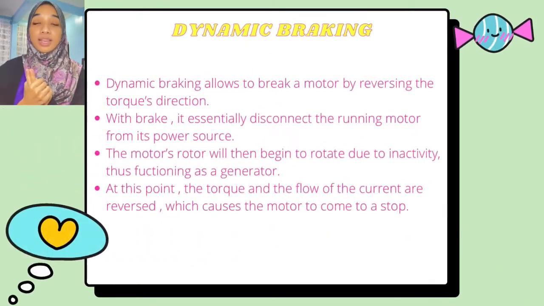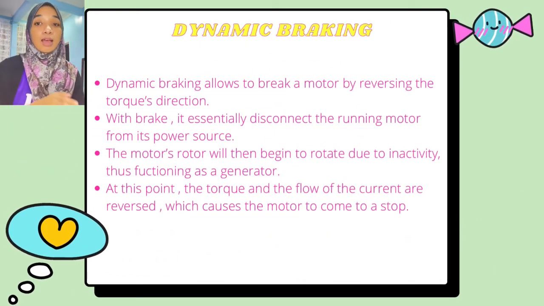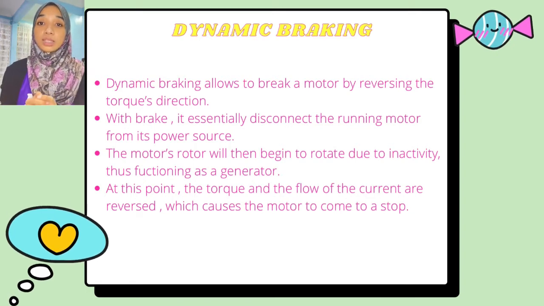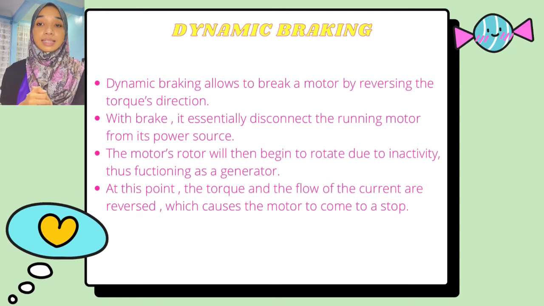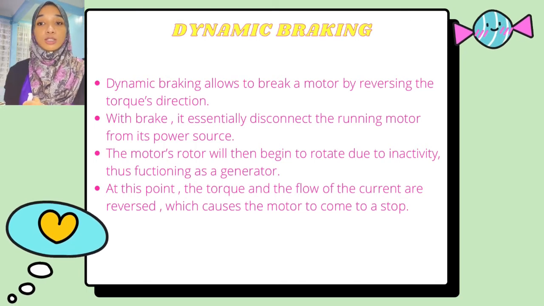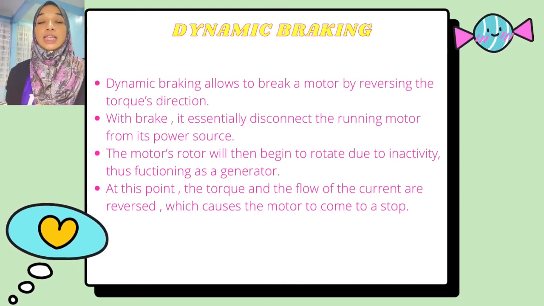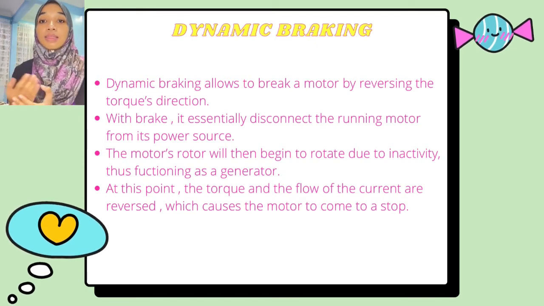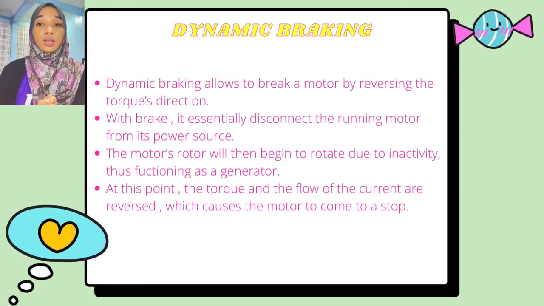So, I will be explaining about dynamic braking. Dynamic braking allows you to brake a motor by reversing the torque's direction. With the brake, it essentially disconnects the running motor from its power source. The motor's rotor will then continue to rotate due to inertia, thus functioning as a generator. At this point, the torque and the flow of the current are reversed, which causes the motor to come to a stop.